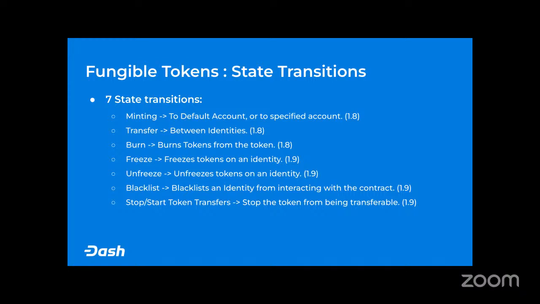So 7 state transitions: minting, transfer, burning, freezing, unfreezing, blacklisting, and stop and start token transfers. So for example, a lot of stable coins can say stop, no more transfers can happen ever, and we're just pausing everything. They have that in their contracts. So I'm going to guess if they would want to add their token to Evo, they would want that functionality as well. We're not going to put all the state transitions in the first version. We're just going to put minting, transfer, and burn, and then we're going to do the more advanced control a little bit later.